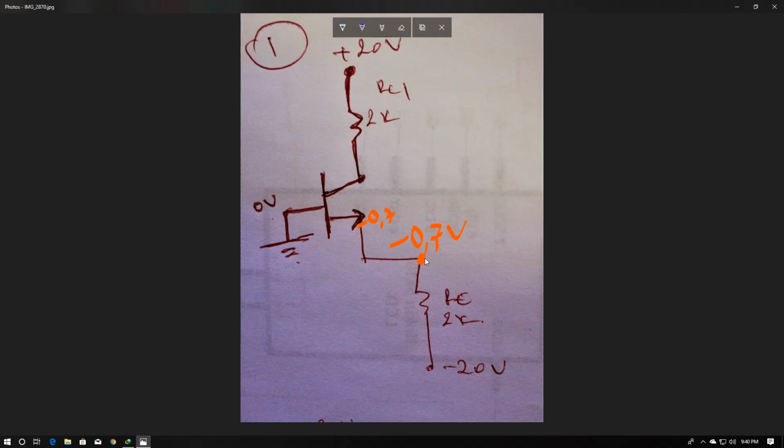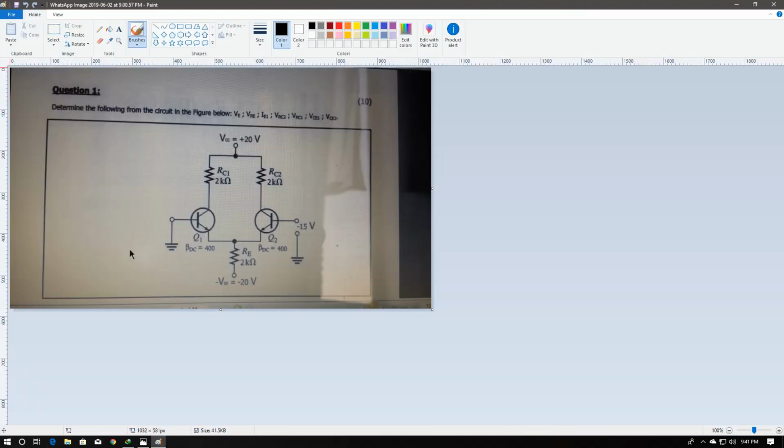Okay. Now, we know that it's minus 0.7 volt over there, right? Now, since we know that 0.7 volt at this point, one of your questions, if I bring up this thing of yours, do you see that one of them is asking you VRE?